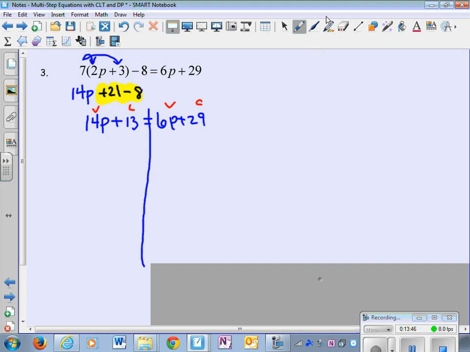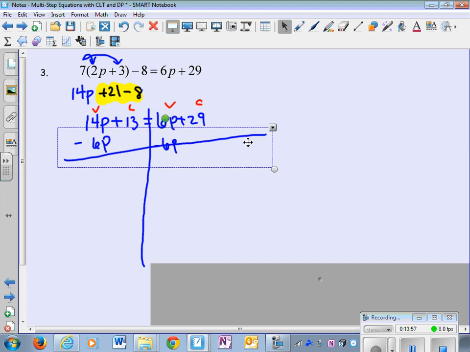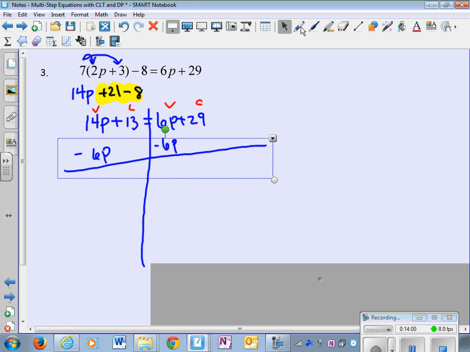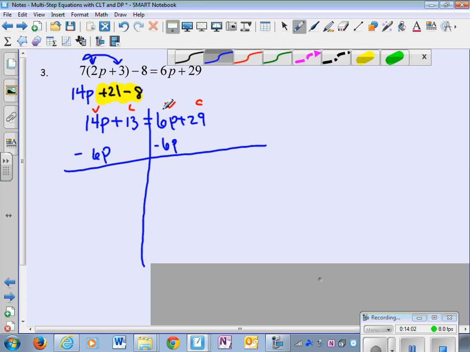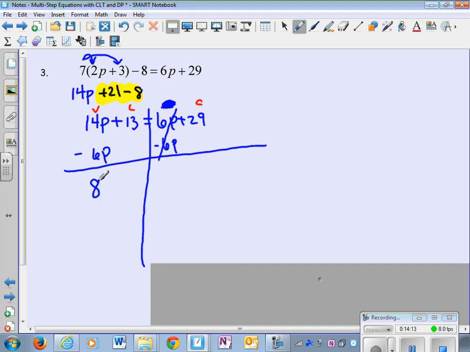And I'm going to go ahead and move mine to the left by subtracting 6p. Let's move that down a little bit. I want to subtract 6p because it's a positive 6p and I want it to disappear completely. So I want the additive inverse of it. So now I don't have variables on the right-hand side anymore. I have 8p plus 13 is equal to 29.